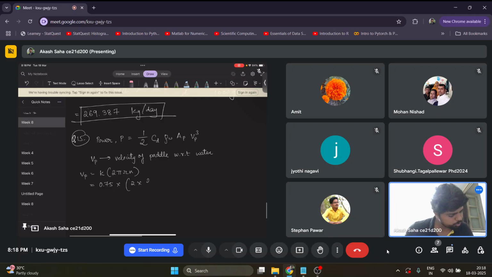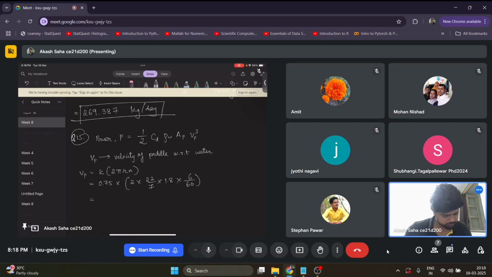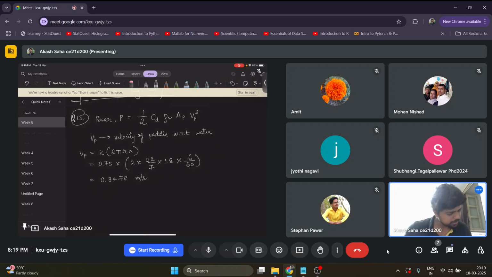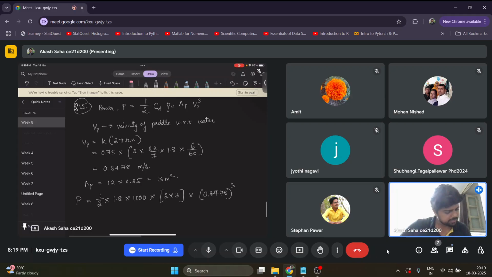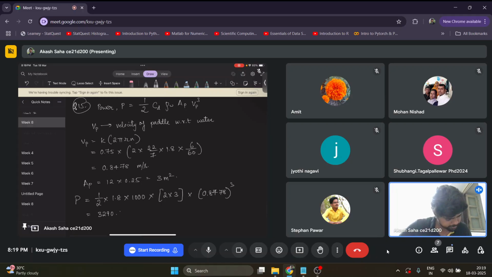So 0.75 into 2 into 22 by 7, into r, the radius, is 1.8, into n. N is the number of rotations per second, so 6 by 60. So it will be 0.8478 meter per second. Once you get the VP, we will put it back. AP we also know, the area, that will be length into width, so 12 into 0.25, that is 3 meter square. So my power P will be equal to half, CD is given as 1.8, density is 1000, then 2 paddles, so 2 into 3, that is the total area, into VP cube, 0.8478 cube. So we'll get the answer as 3290.59 watt or 3.29 kilowatt.